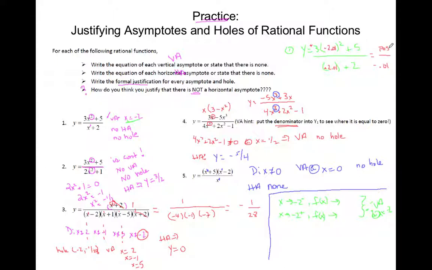Well, if you have positive numbers over really, really small negative numbers, guess where you're going to go? You're going to swoosh down, hun. That's -2 from the left. What about -2 from the right? Go back up here and you're going to enter -1.99.